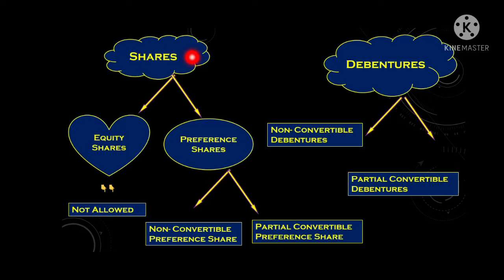Now starting with the shares. Basically, shares are of two types: one is equity shares and the other is preference shares. Equity shares are those shares which are used to raise capital, or to raise finance. So a company which requires finance will raise equity shares, or it can raise preference shares, or it can raise another debt instrument, which can be debentures. So there are multiple options.